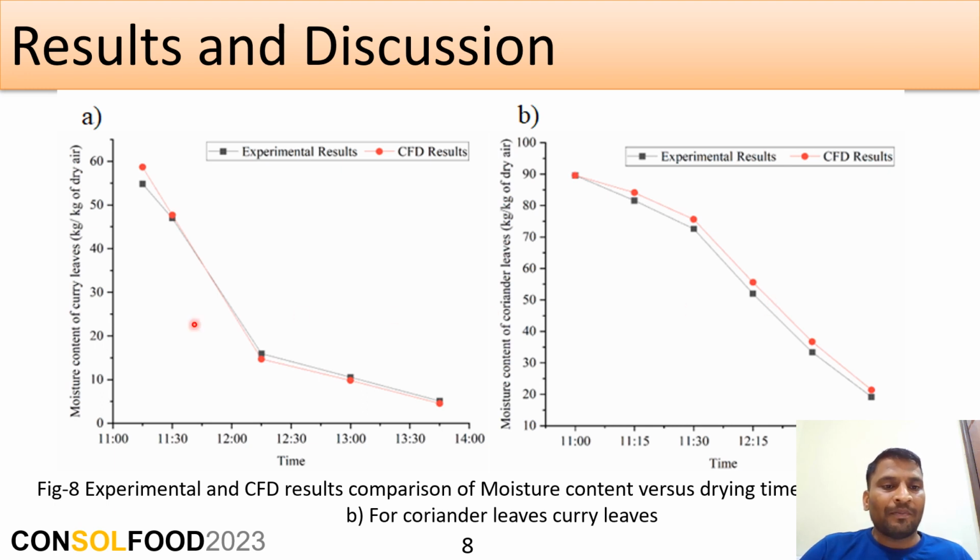And again, comparing the values of the moisture content obtained from the experimental results and CFD results, we observed that the average percentage discrepancy between the predicted and experimental values for the moisture content at the normal drying rate for curry leaves and coriander leaves were 6.90 and 7.09 respectively.